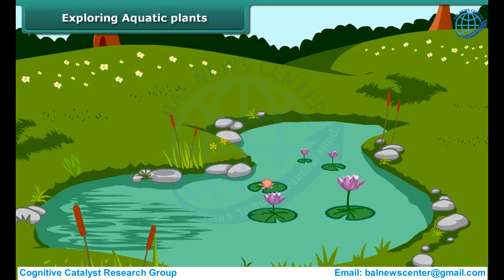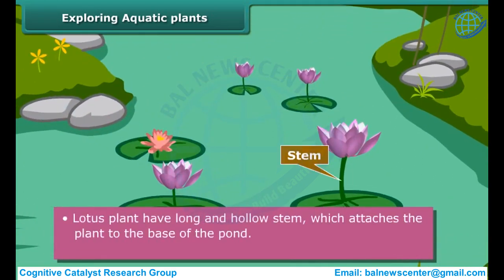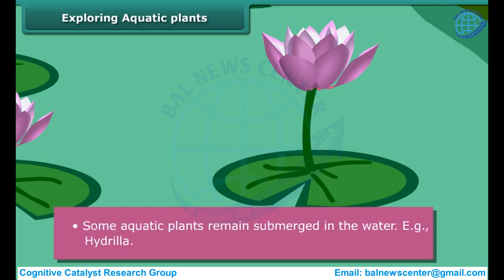Students, you might have seen lotus floating in ponds and lakes. These plants show various adaptations to live in water. Lotus plants have a long and hollow stem, which attaches the plant to the base of the pond. Roots are short. Leaves are wide and disc-shaped, which helps the plant float on the water surface. Some aquatic plants remain submerged in the water, for example, hydrilla.